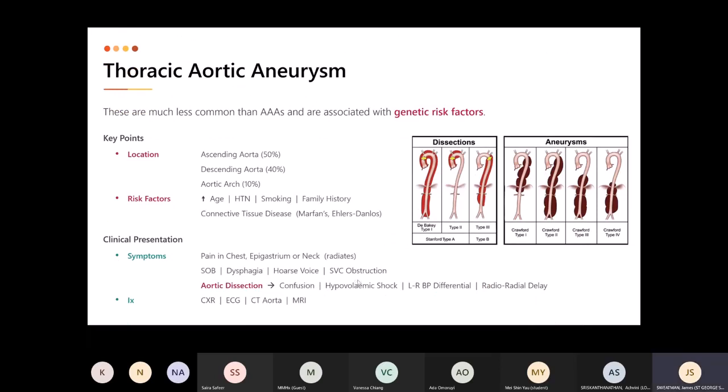So, thoracic aortic aneurysms, and I'm going to admit that I'm not an expert in any way, shape or form on these things. They are much less common than AAAs, and they're mostly associated with genetic risk factors, and those are essentially connective tissue diseases, smoking, and family history. So you tend to see them in elderly people, but you can also get them in very, very young people. People with chronic hypertension, people who smoke, people who've got family history. And then the connective tissue diseases that would alert you to this would be Marfan's and Ehlers-Danlos.